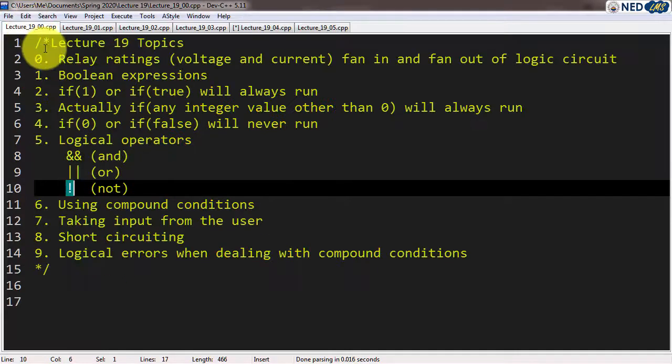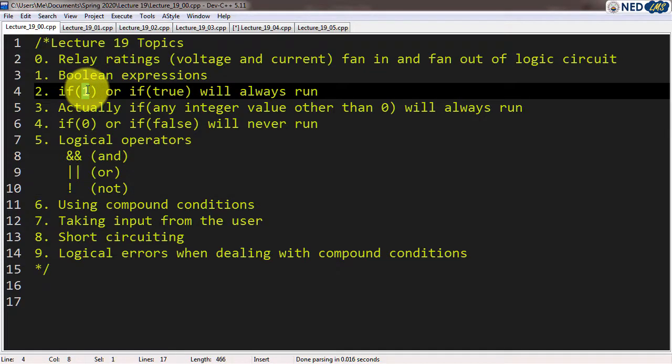Just to summarize what we did: we covered relational operators and Boolean expressions, and we saw that if you write any value other than 0, this thing is going to be true. So if you want to just run some statement, you don't even need to write this; just to explain that if runs if it finds 1 or any value other than 0 in its round brackets. We also saw how logical operators work, and how to make compound conditions using these logical operators, and we took the input from the user, and we explained the concept of short circuiting. The logical errors when dealing with compound conditions are going to be explained in lecture number 20.